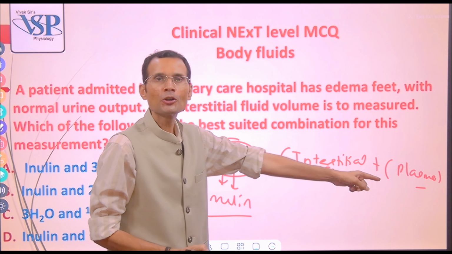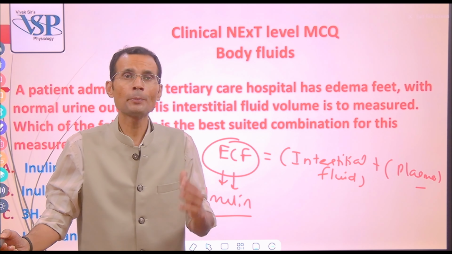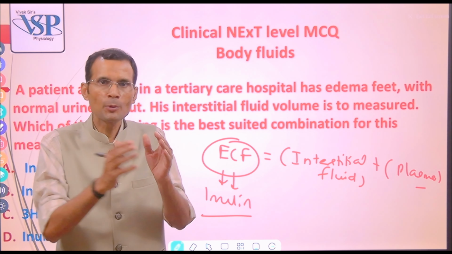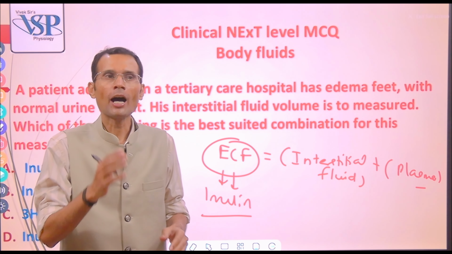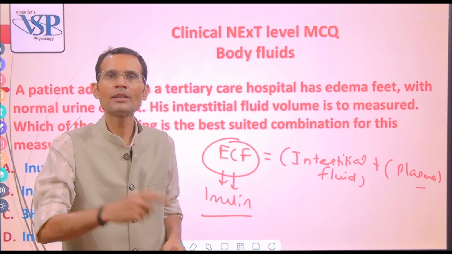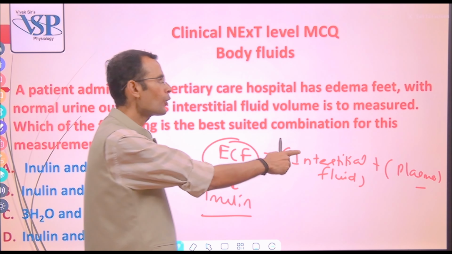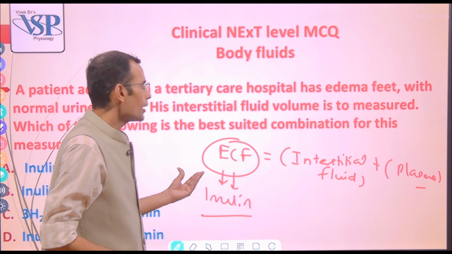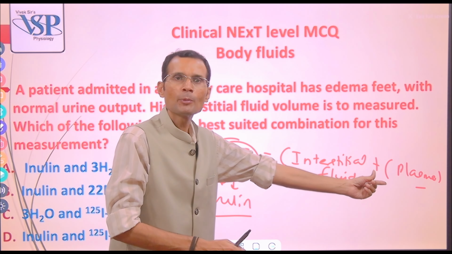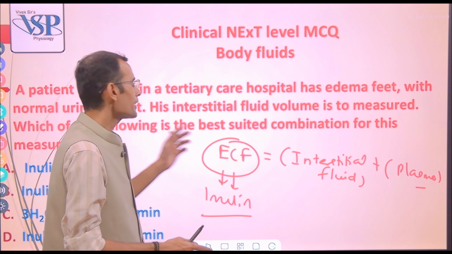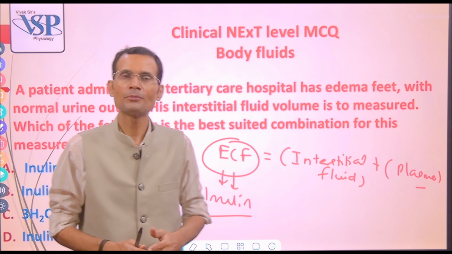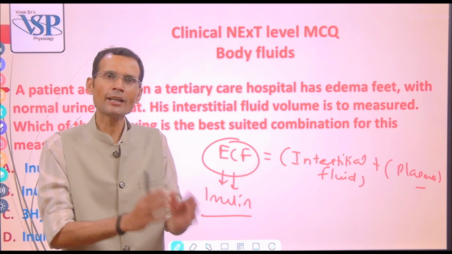and plasma volume, you know how is plasma volume measured? By using radiolabeled albumin. Albumin is a plasma protein. So iodine 125 isotope can be used. It is tagged, albumin is tagged, and then plasma volume is measured. So inulin for ECF and radiolabeled albumin for plasma, and then ECF minus plasma, you get the interstitial fluid volume. Simple. It required only a factual information.